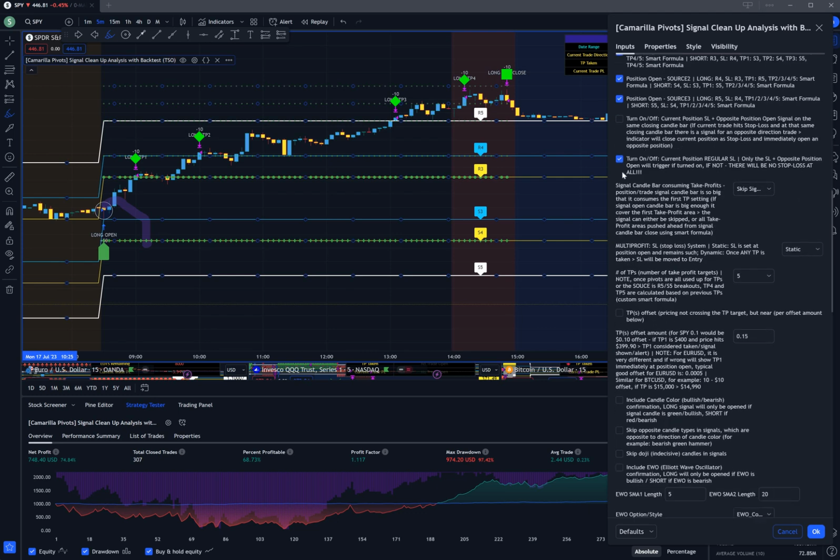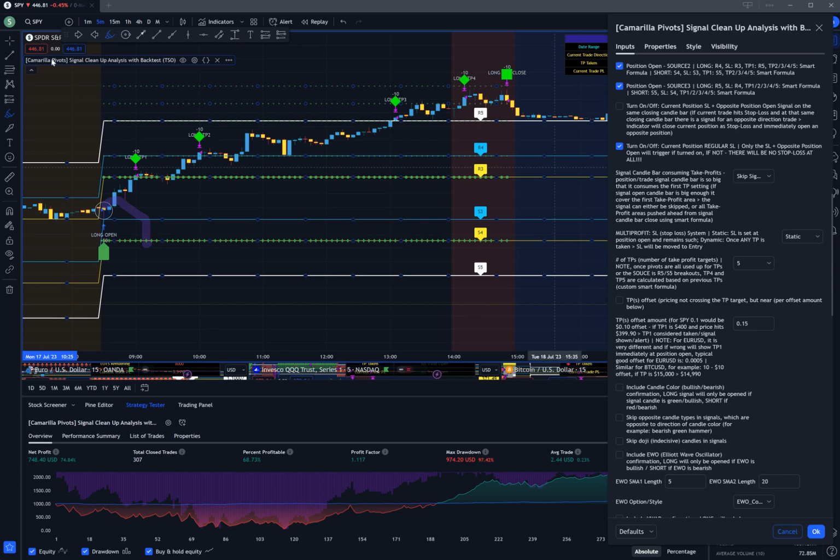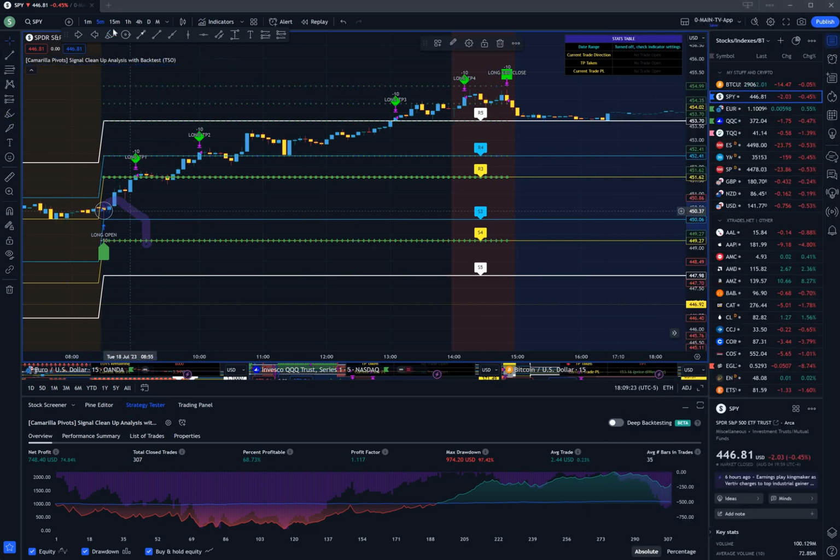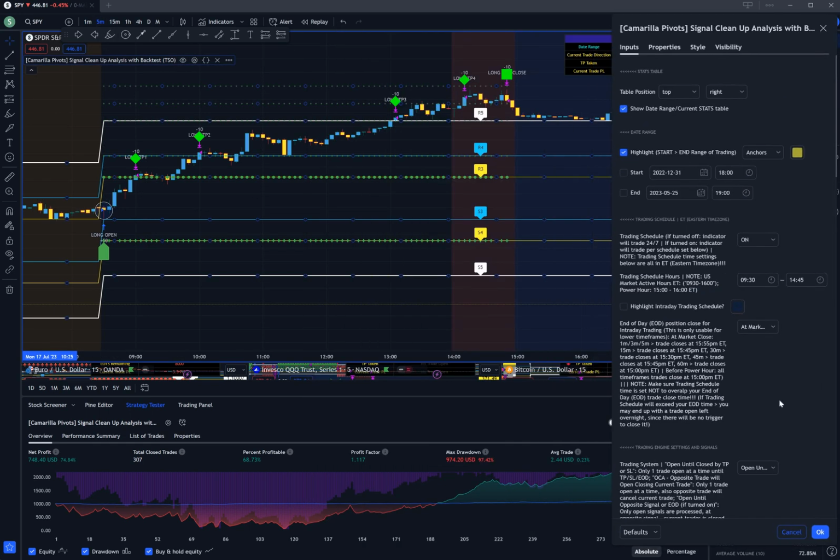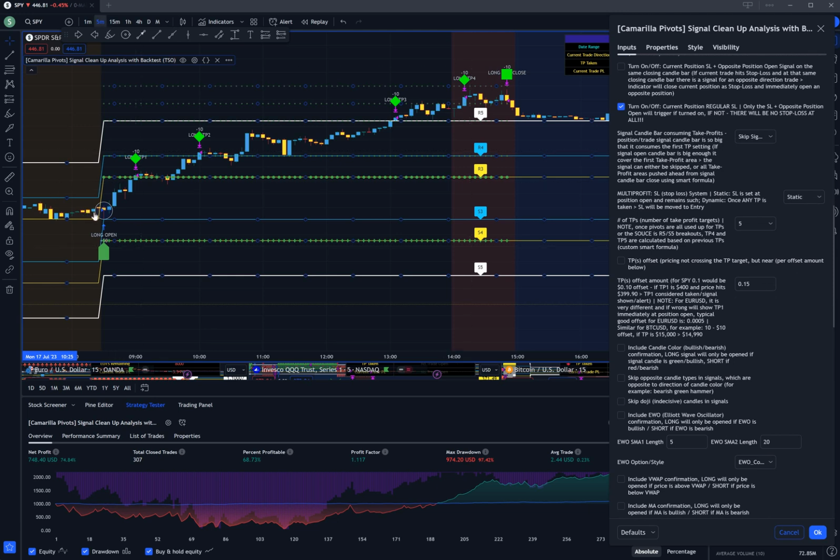Now, next is signal candle bar consuming take profit. What that means is, if, for example, there's a very big candle which goes so far, it consumes the first take profit line, which in here is R3. This usually is a fundamental thing. Either something happened, something is not right or really good. And with this signal, stop loss becomes pretty far away. And if you just don't want to deal with it, you just skip the signal.